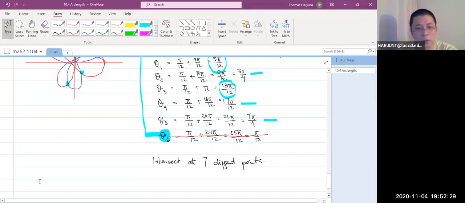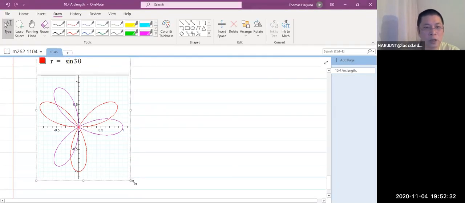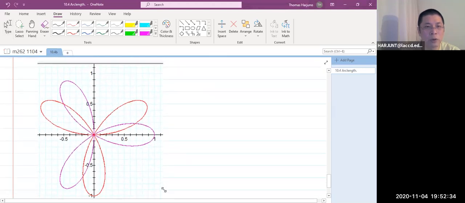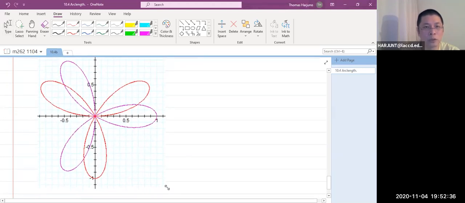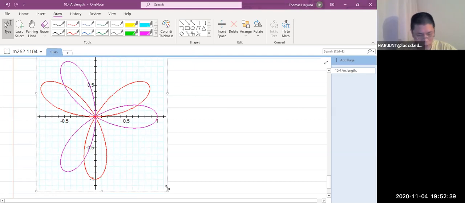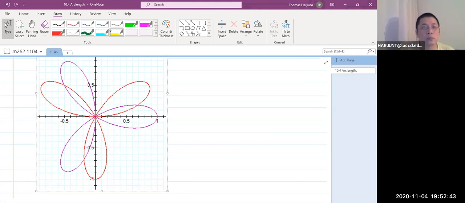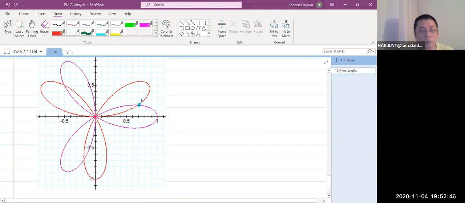Put it here. Then I enlarge so that we can pinpoint what those are. And those are pi over 12, and this is the origin. We have this one here. We have this one here. I can only pinpoint 4 of them. Where are the other 3?